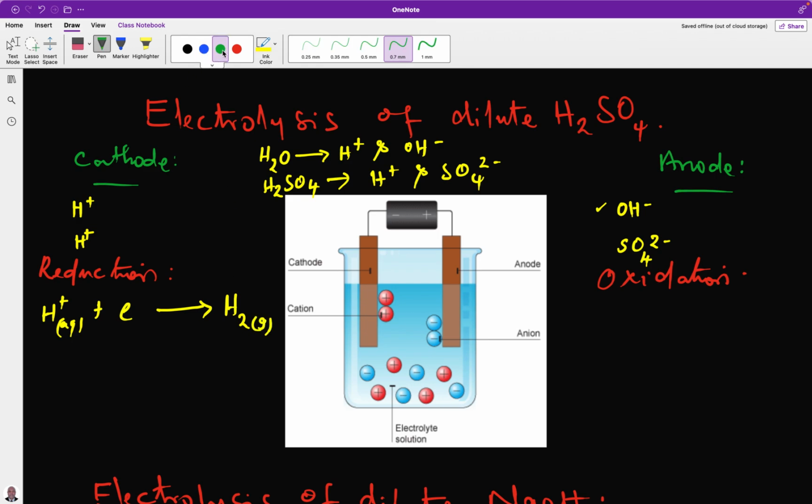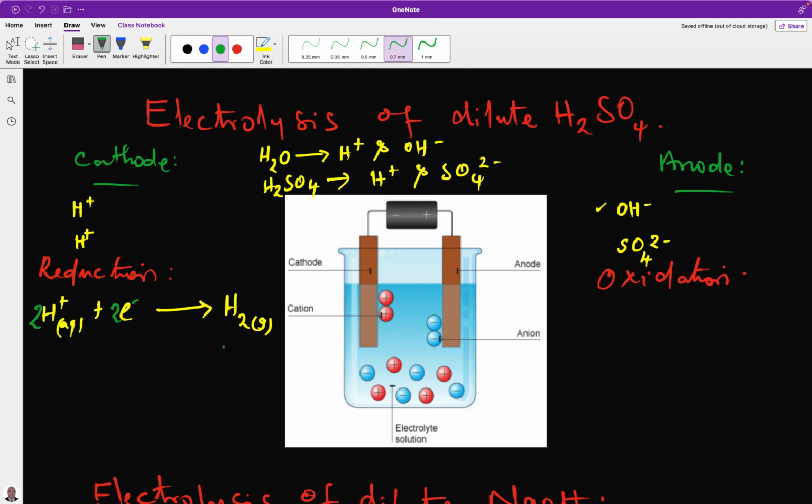We need to balance our electrons and our hydrogen. So we put a 2 here. We will need 2 electrons to neutralize it. So now we have 2 hydrogen ions and 2 electrons to give us hydrogen gas. That is the reduction process, half equation.